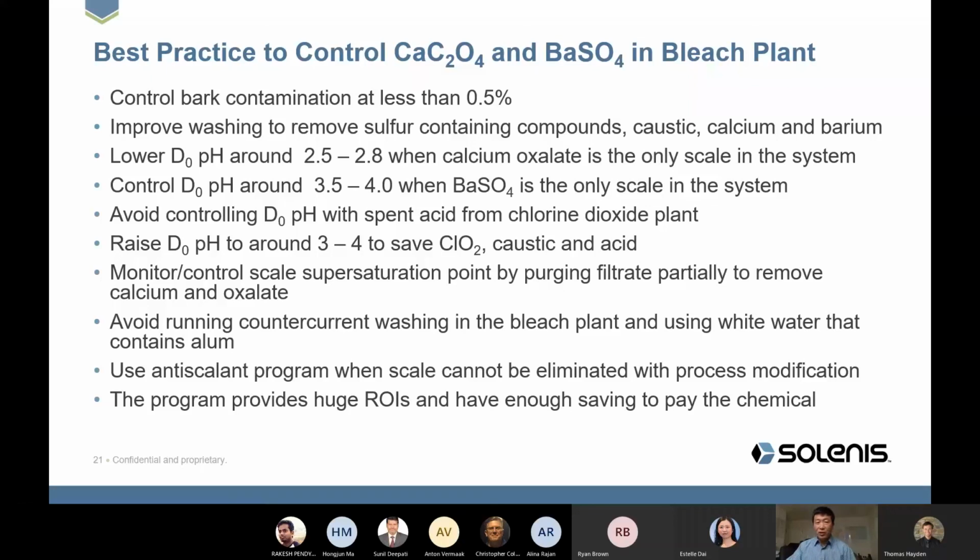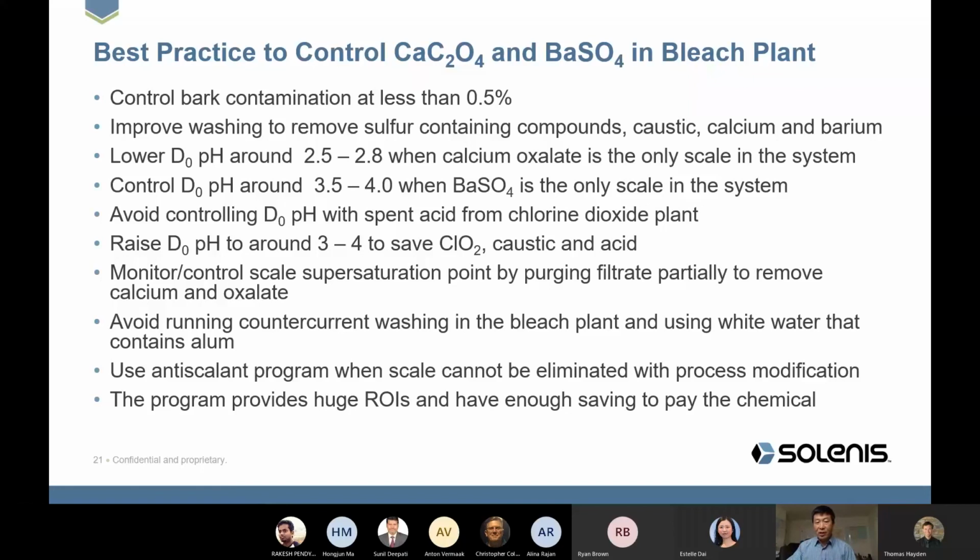Avoid controlling D0 pH with spent acid from the chlorine dioxide plant. Raise D0 pH to 3 to 4 to save chlorine dioxide, caustic, and acid. Some of those mills only increased 0.5 or 0.6 pH unit, from 2.5 to 3.2, and they saved more than 15 pounds of caustic. They also saved chlorine dioxide. Monitor the scale saturation point by purging some filtrate partially to remove calcium and oxalate.